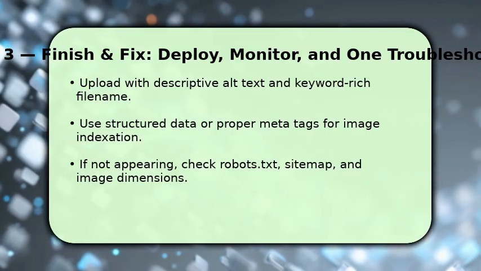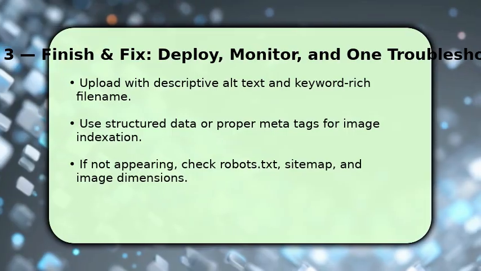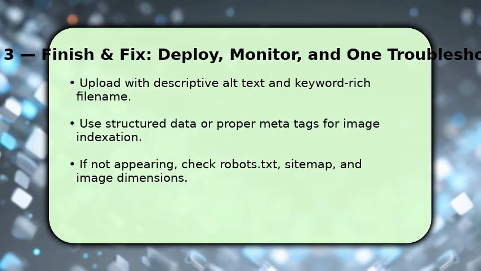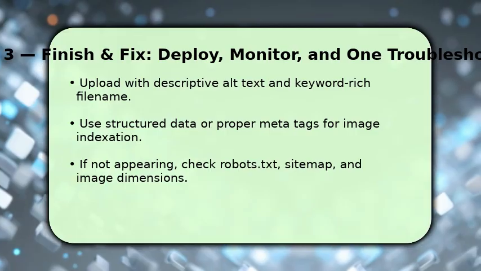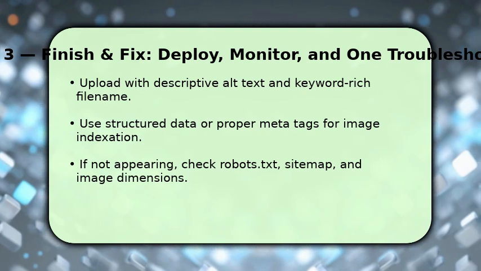If the photo does not appear in results, check robots.txt for blocks, confirm the image is in your sitemap, and verify dimensions match recommended sizes. One troubleshooting tip: clear cached versions and request indexing in Google Search Console to speed.